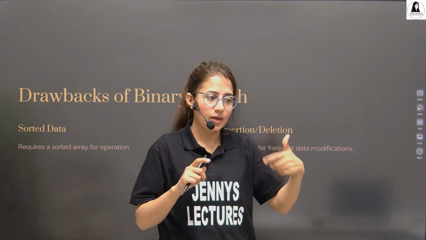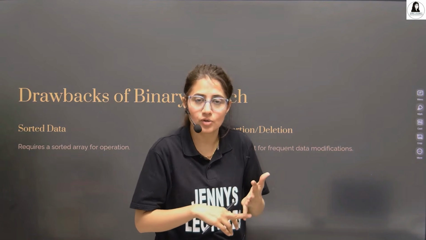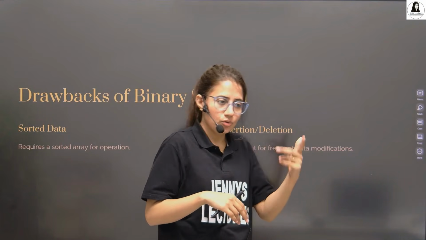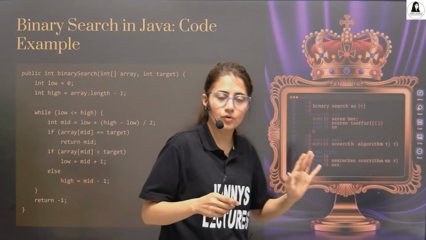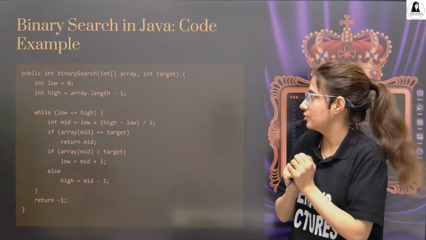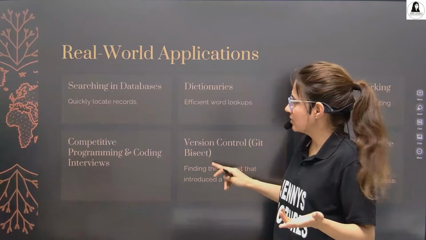For that, we apply another technique like lower bound. We find the lower bound, and we find the upper bound in that case. I'll show you this in the next video. But it's definitely not good for frequent insertion and deletion. Okay, this is one Java code for binary search. We have seen this thing.